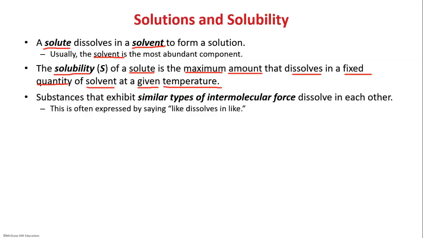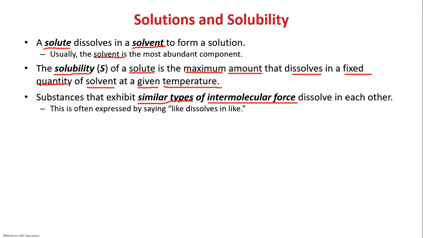And what determines if something is soluble or not is when the solute and the solvent have similar types of intermolecular forces. So if the solute is polar and the solvent is polar, they'll mix. Or if the solute is ionic and the solvent is polar, it'll mix. But if the solute is nonpolar and the solvent is polar, there's no mixing. But if the solute is nonpolar and the solvent is nonpolar, it'll mix. So that's what we mean by saying like dissolves like. They have to have similar intermolecular forces.